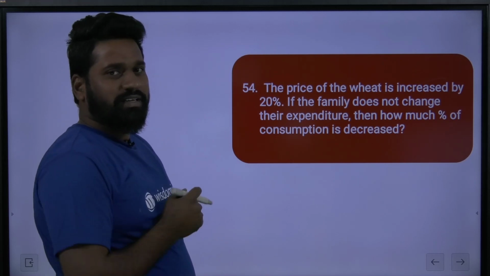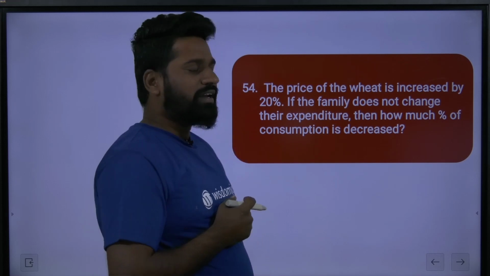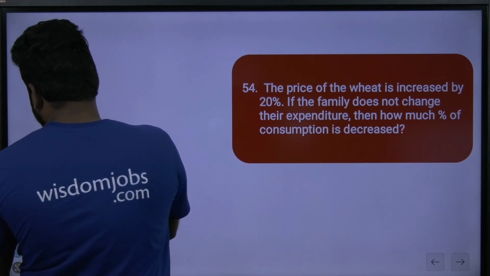That is the formula, right? You can use the formula. Without the formula also you can do it. How can you do that? Let us see, without the formula.